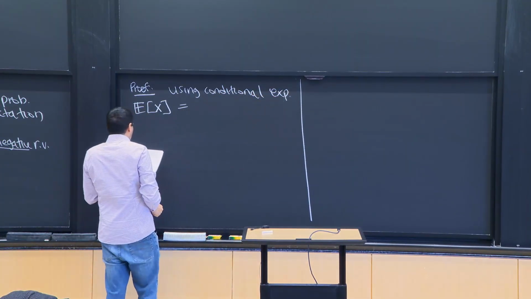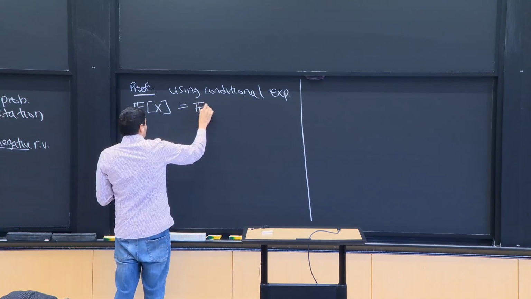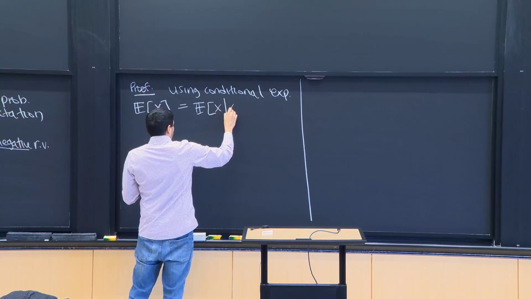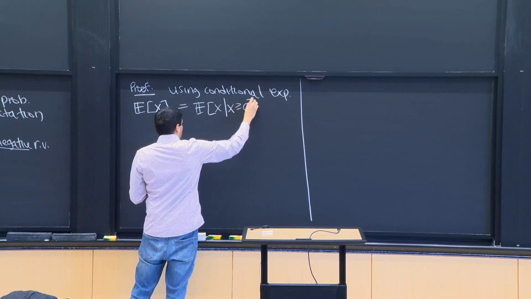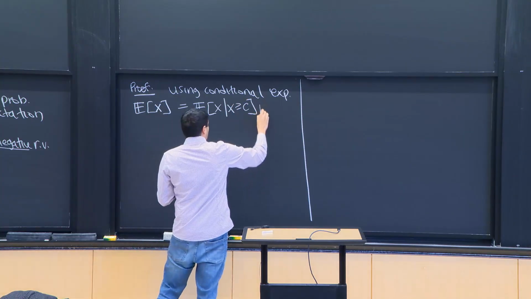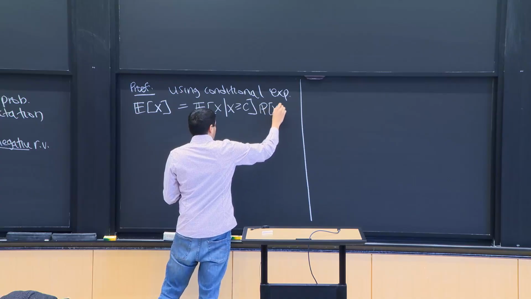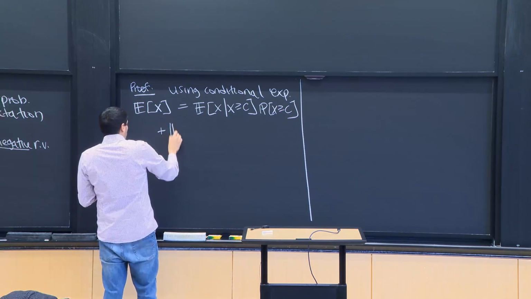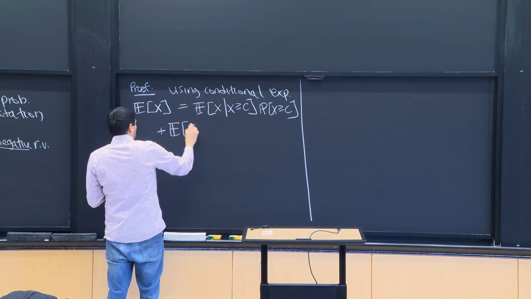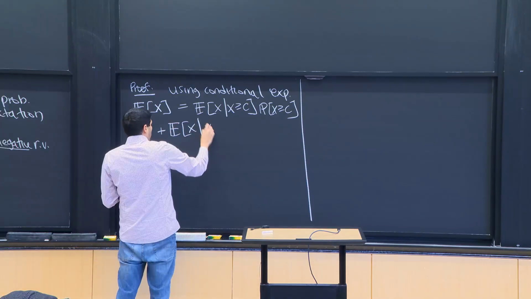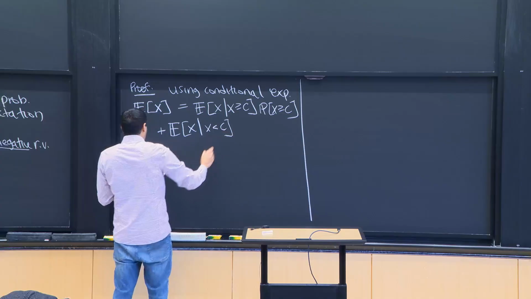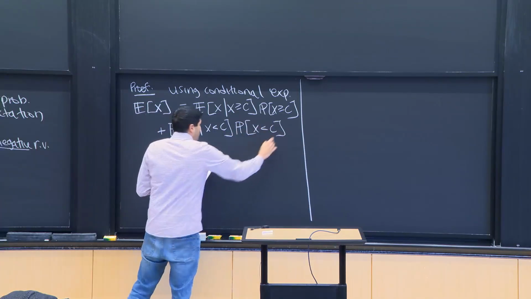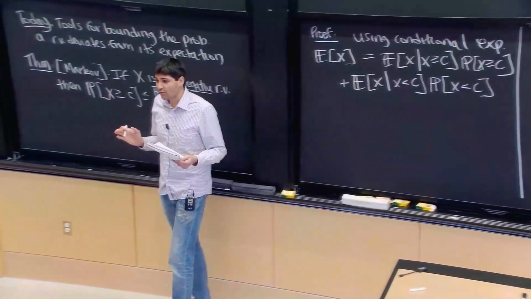So I'm going to break it up into two terms. I look at the conditional expectation of x, given that x is at least some value c, times the probability that x is at least c. And then I'm going to add the other contribution, which is the conditional expectation of x if that event does not happen, if x is strictly less than c, times the probability that x is less than c. So this should look familiar.